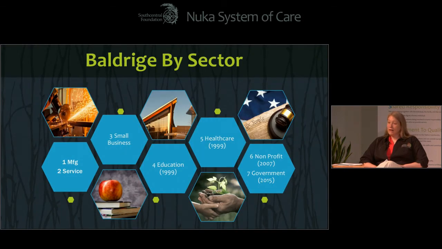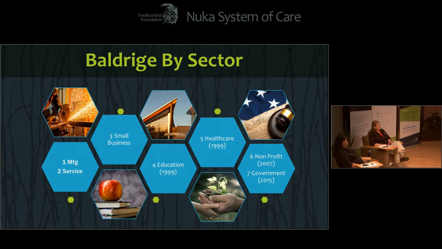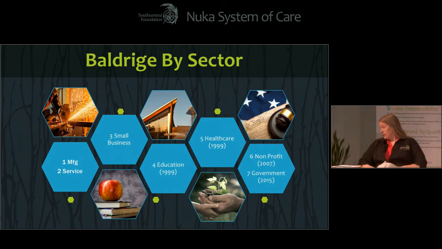The criteria has universal application across many sectors. It did start in manufacturing and services, but they have rolled the program out, and it is now available for small businesses, education, healthcare, nonprofit, and most recently government. So while the core values and concepts and the criteria have universal application, there are some minor tweaks by sector. In manufacturing and services, you may hear customers referred to, in education, students, and in healthcare, patients. In our case at Southcentral Foundation, as Mel had mentioned, we continue to refer to our patients as customer owners.